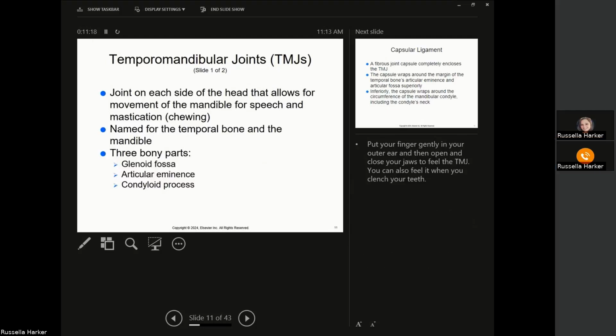The glenoid fossa, which is lined with a fibrous connective tissue, is an oval depression in the temporal bone just anterior to the external auditory meatus. The articular eminence is a raised portion of the temporal bone just anterior to the glenoid fossa, and the condyloid process of the mandible lies in the glenoid fossa.